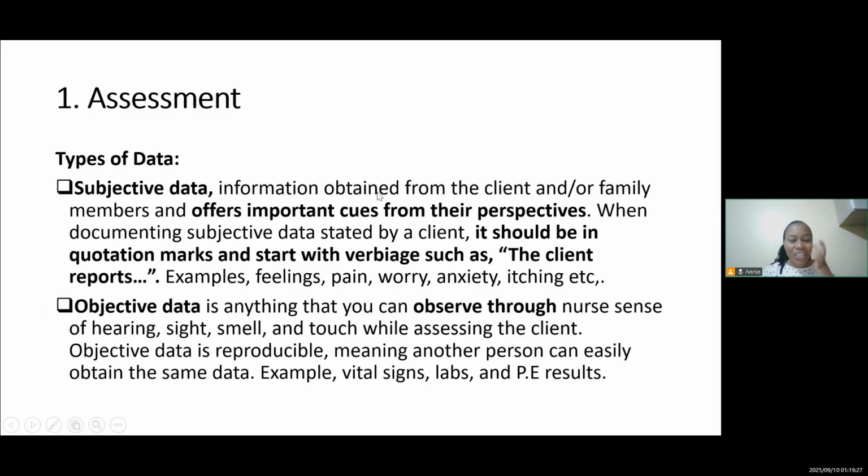Subjective data is the data gotten from the client or the family, where they offer important clues about their perspective of the patient or client complaint. When writing the note, it is written, the patient reports maybe feeling sad, feeling pain, anxiety, itchiness. Then objective data is anything that a nurse can observe, hear, smell, touch while doing the assessment. And we should note that this data should be replicable, meaning another person should be able to obtain almost the same data from the same client. For example, vital signs, labs, and physical exam results.